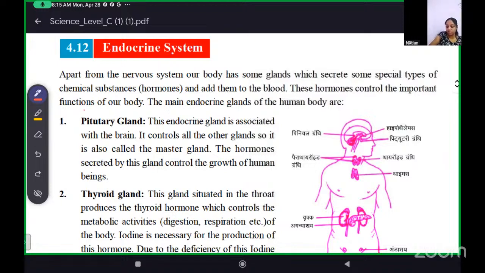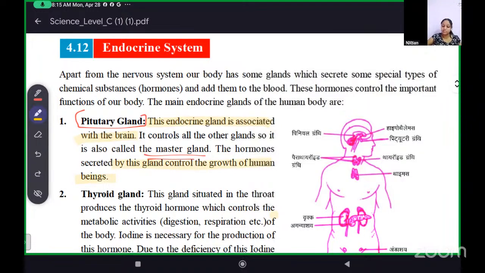Okay, this is very important. Why? Because this is known as the master gland. It controls all the other glands. The pituitary gland is called the master gland because it controls the working of all the other glands. It is associated with the brain. The hormones secreted by this gland control the growth of human beings.